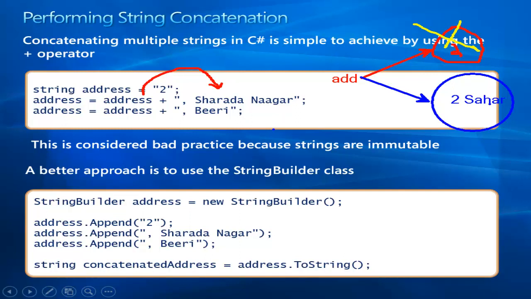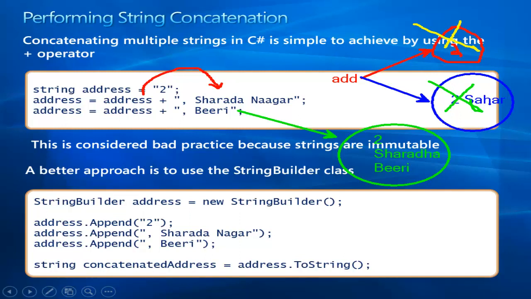In the same way, when you do address plus DD, it's going to create one more object altogether and discard this object. It will recreate one more object with the 2, with Sharada Nagar and with DD. So that means whenever you manipulate a string, the existing string is not modified. It actually creates a new string and then uses it. Now this is not a good idea because whenever you try to concatenate, you are losing a lot of memory and you have to go for a new allocation.